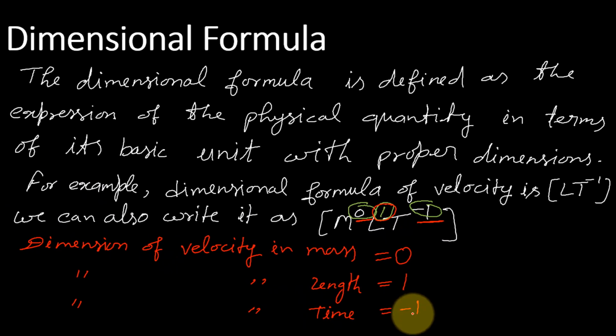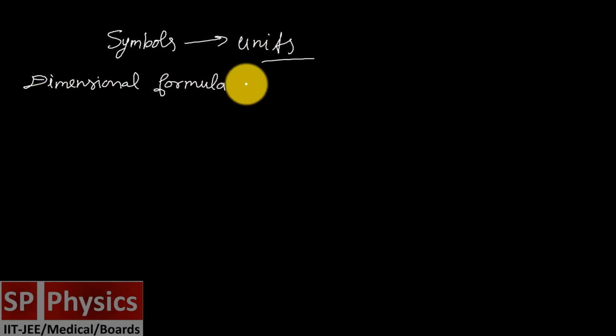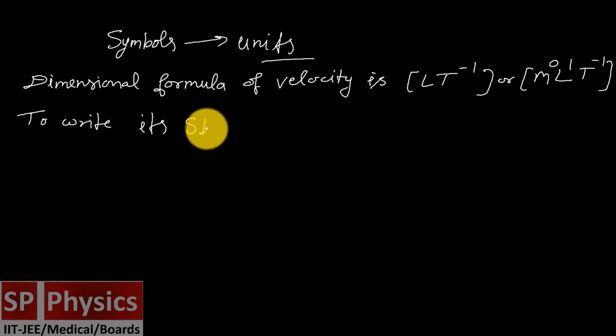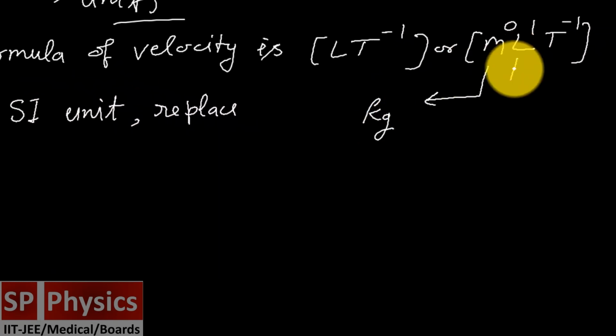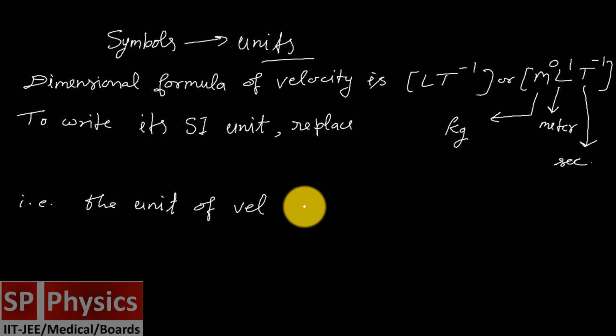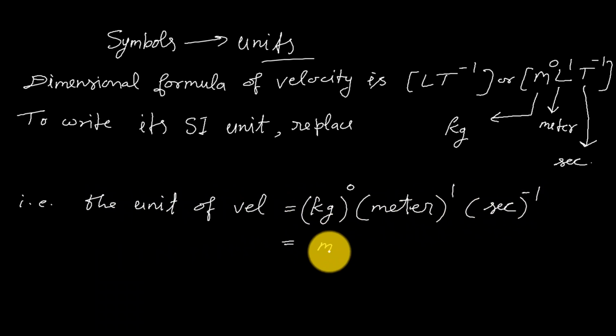We can also obtain the unit of a physical quantity by using the method of dimensions. To write the unit, just replace the dimensional symbols by their units. For example, the dimensional formula of velocity is [v] = [L T^-1] or [M^0 L^1 T^-1]. To write its SI unit, replace M by kg, L by meter and T by second. That is, the unit of velocity is kg^0 m^1 s^-1. That is, the unit of velocity in terms of fundamental units is meter second to the power minus 1, or meter per second.